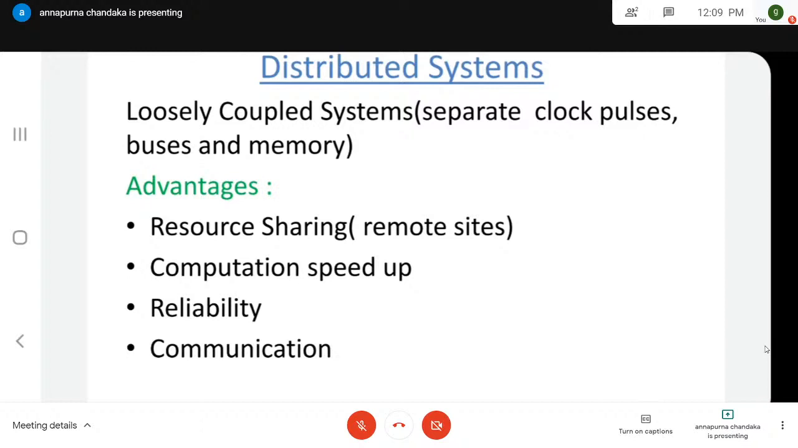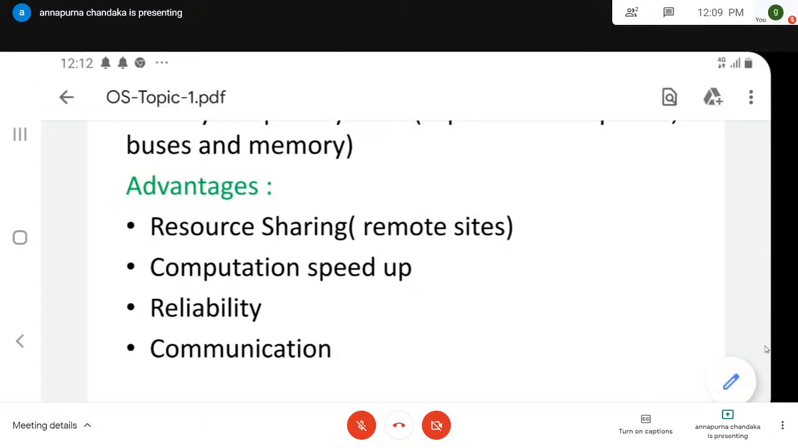That is remote sites. Number two, computation speedup. That is load sharing. It is also called load sharing. What do you mean by this load sharing?